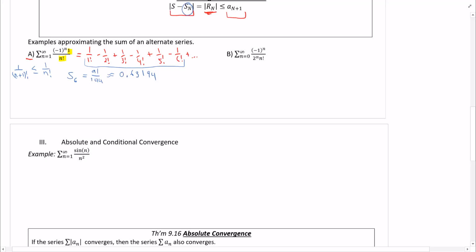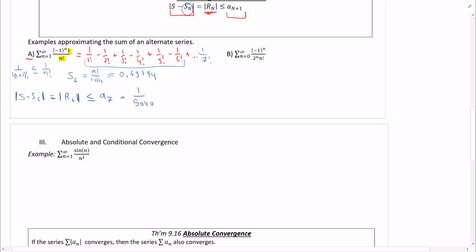And so what the alternating series test remainder says is that if I took the actual sum and subtracted this partial sum, this is equal to the remainder of the first 6 terms, which will always be less than or equal to the 7th term, right? The 7th term is 1 over 7 factorial, which is 1 over 5040.